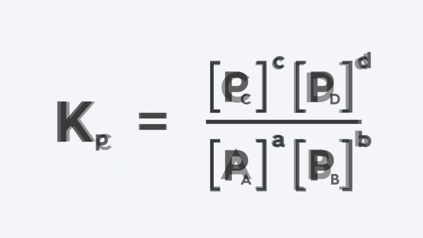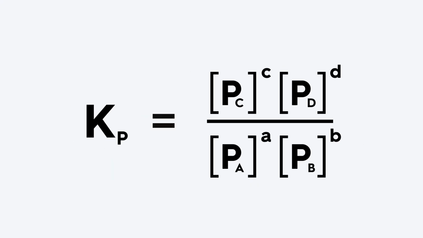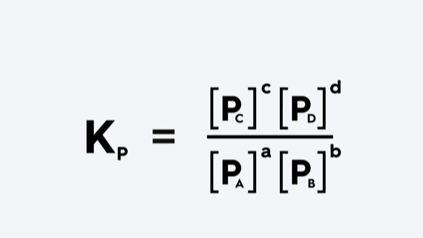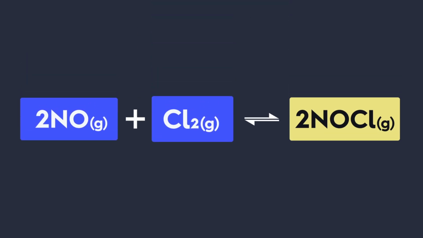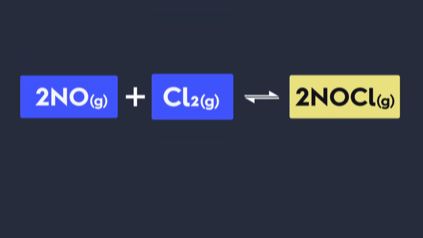So instead of concentration brackets, we use partial pressures. The equilibrium constant becomes K sub P instead of K sub C. Let's walk through an example. This reaction forms nitrosyl chloride gas from nitrogen monoxide and chlorine.